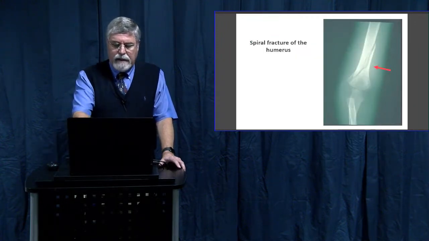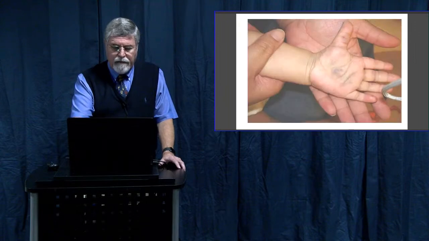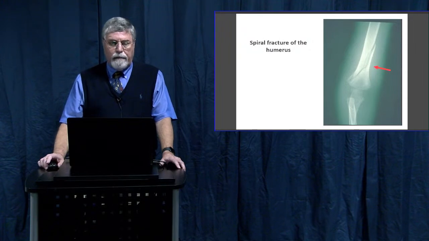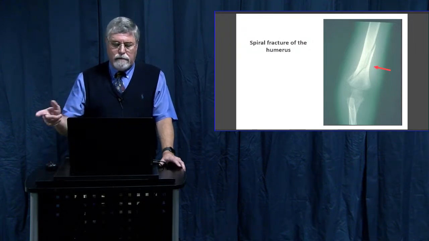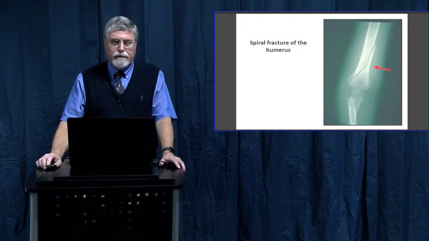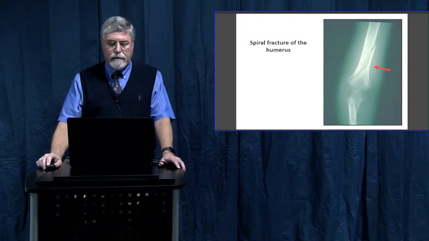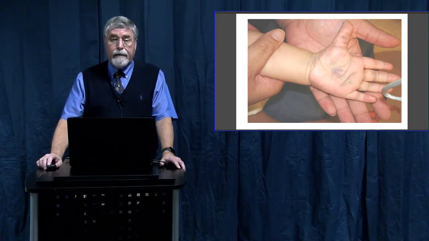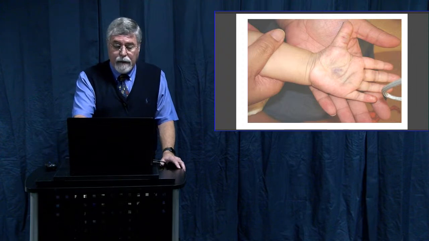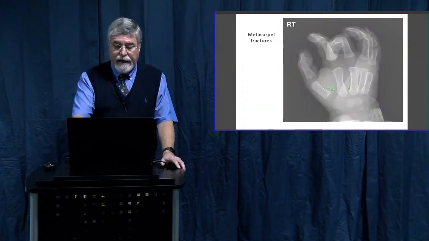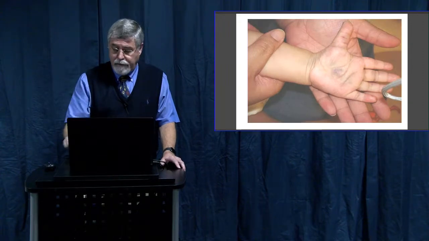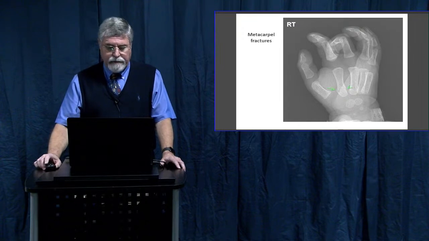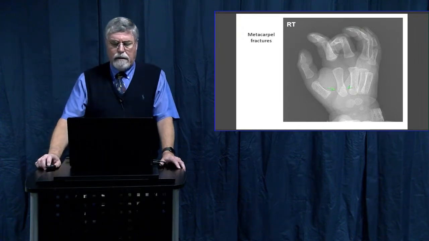This child, the history was a 9-month-old who has this spiral fracture of the humerus. The history was the child put the leg through the slats of the crib and did it to himself. And we know a child that age is not going to have enough strength to be able to do that. This child has this bruise on the hand, which is concerning because it's not a common accidental location. And when you x-ray the hand, the child has a fracture of the metacarpal. And the history was that the hand was stomped on with a boot by an adult who was mad at the child.